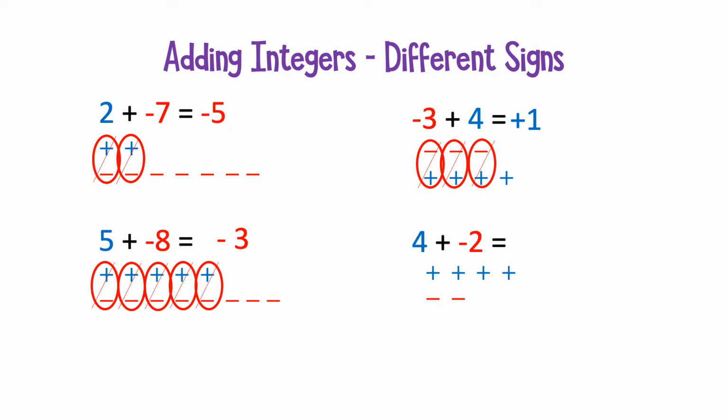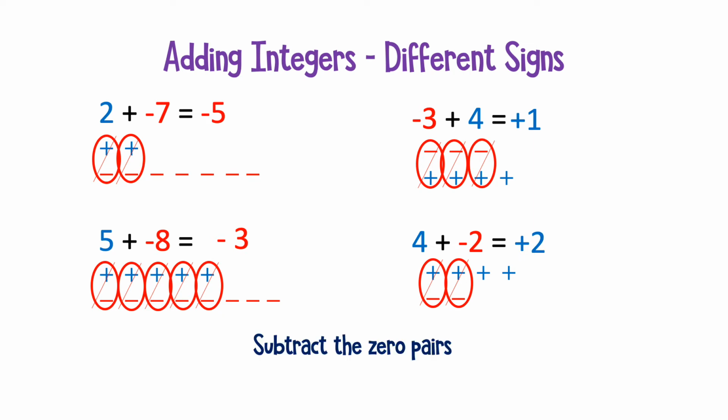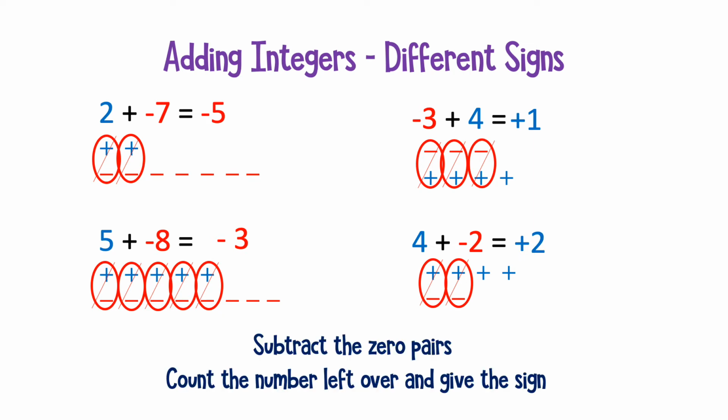For this equation, we have 4 positives and 2 negatives, so we cancel out the 0 pairs, and we're left with 2 positives. So we subtract the 0 pairs and then give the sign of the one that's left over, or the one that there's more of.